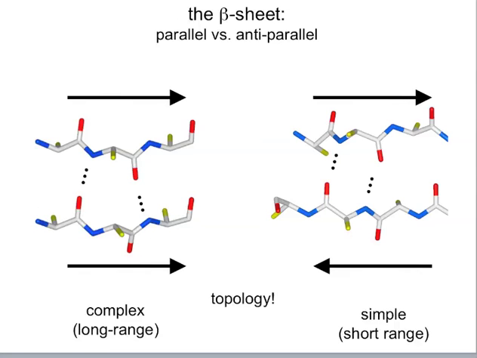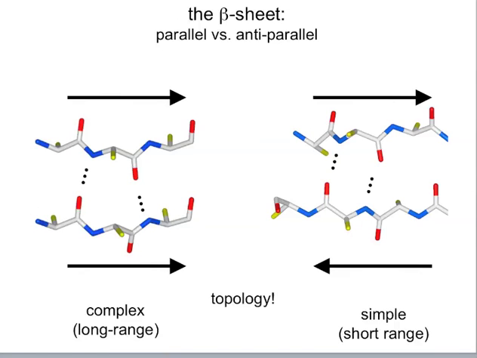And there are two ways to build those up, and those give rise to very different topologies. On the left here we see a parallel beta strand, and on the right, we see an anti-parallel beta strand, and I'm going to ask you to think about what clues are telling you which is parallel and which is anti-parallel.